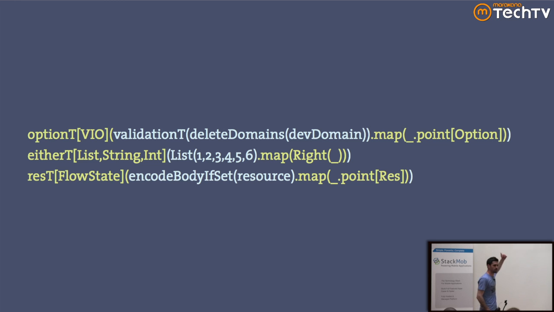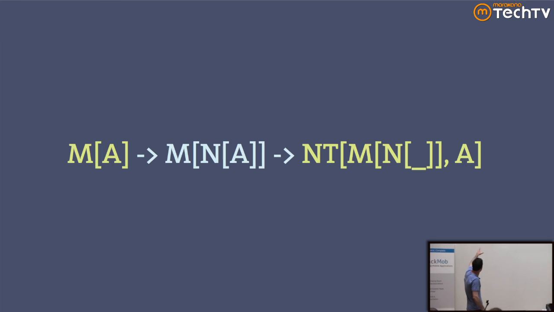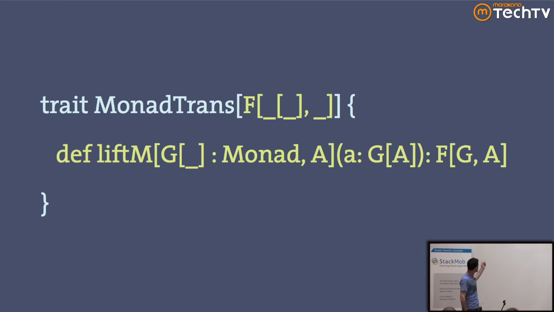These are examples, code from previous examples on my slides. This is basically what we've done: we have some MA and we want MNA, so that's where the map and the point come in, and then we wrap all that in some transformer for N. And so we want to abstract that away. The MonadTrans type class, and specifically this liftM method, will do that for you.